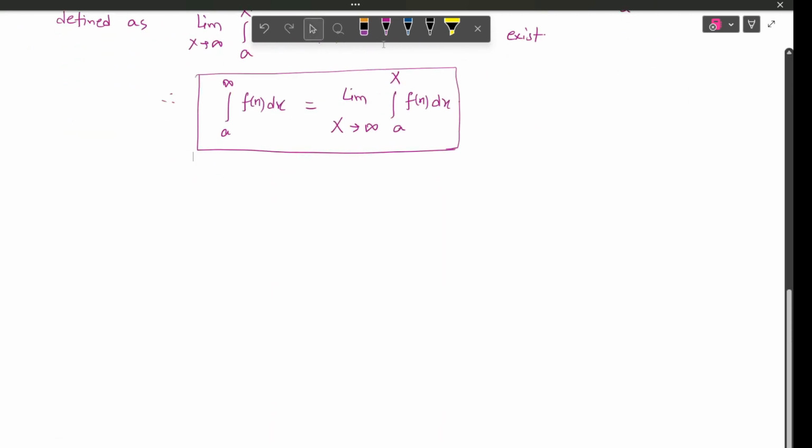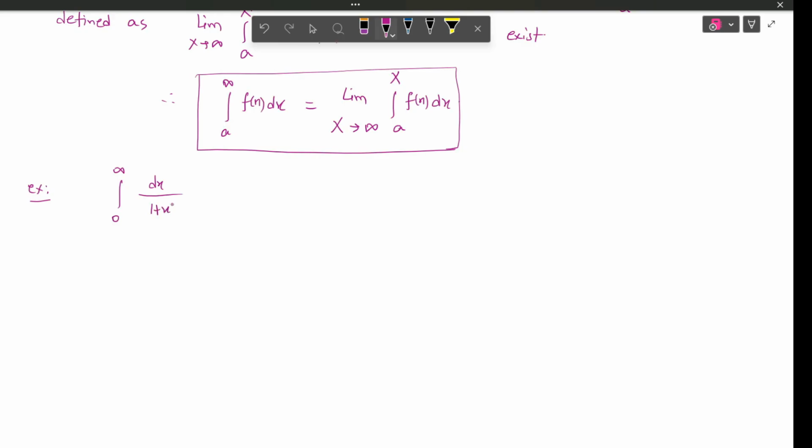So let's take one example. Let us say we have to evaluate this integration from 0 to infinity of dx by 1 plus x square. Here we can see that it is an improper integral because our limit is infinite. So what we have to do? We have to take the limiting value, that is the limit as capital X tends to infinity of the integration from 0 to capital X of 1 by 1 plus x square dx.